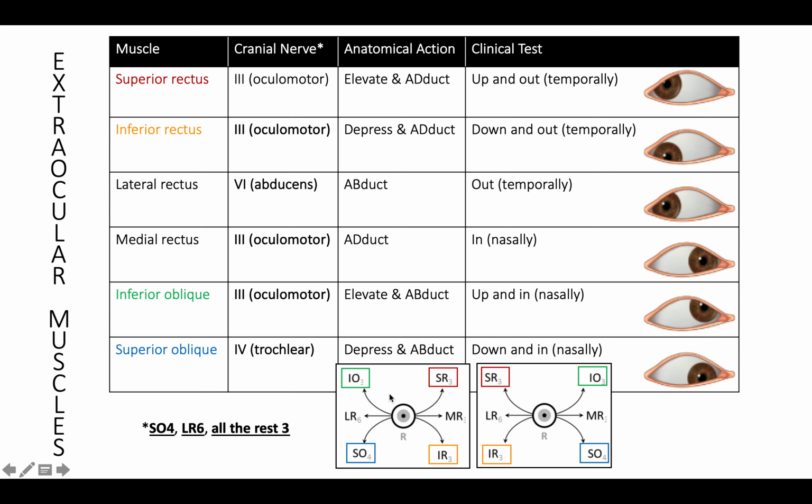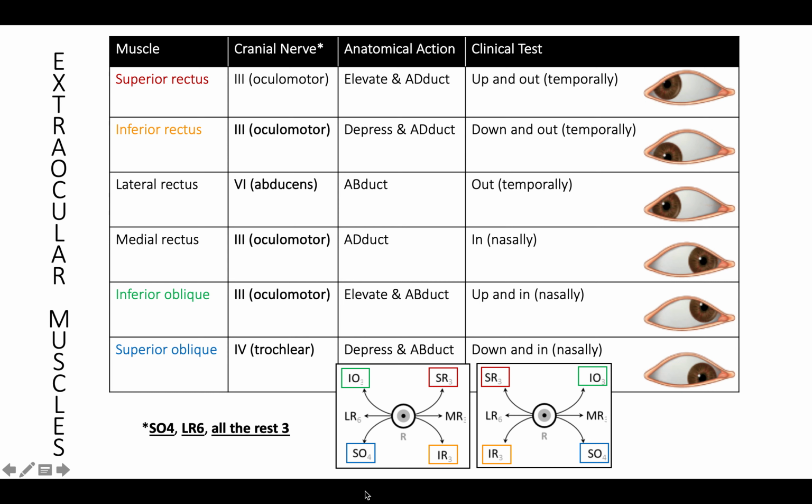These make sense. This part is a little hard. So inferior oblique, the way it's actually attached, brings the eye up and it abducts. So this is the weird part. So inferior oblique is going to elevate and abduct, and superior oblique is going to depress and abduct the eye.